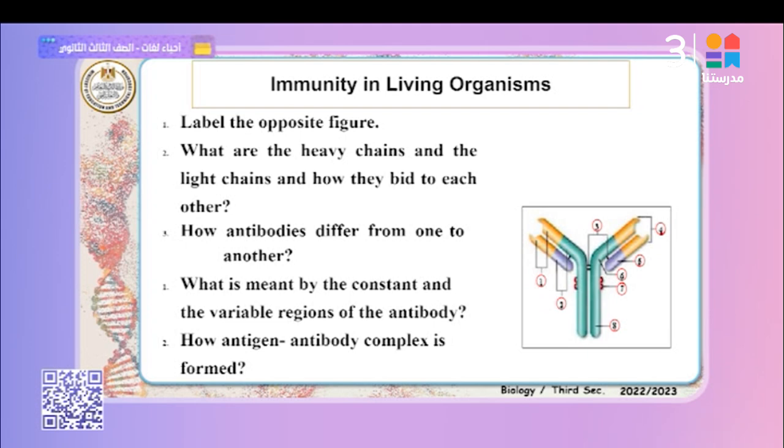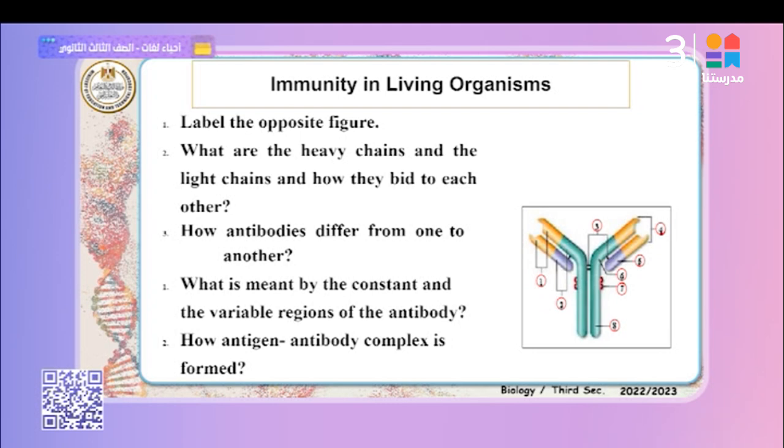Again, label the opposite figures. Number 1, variable regions. Number 2, constant regions. Number 3, disulfide bond. Number 4, antigen binding site. Number 5, light chain. Number 6, hinge joint. Number 7, complement binding site. Number 8, heavy chain or the long chain. Okay? That's right.